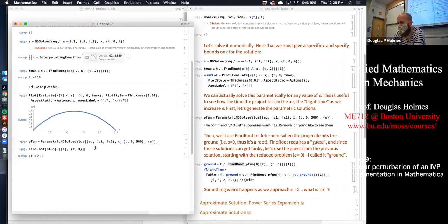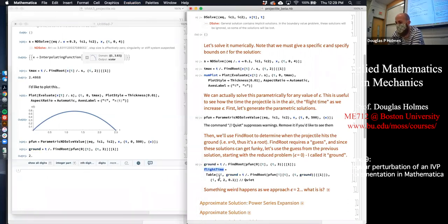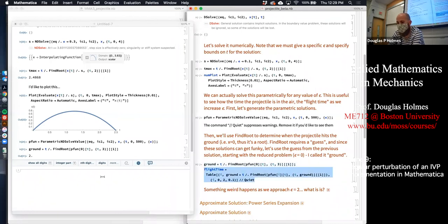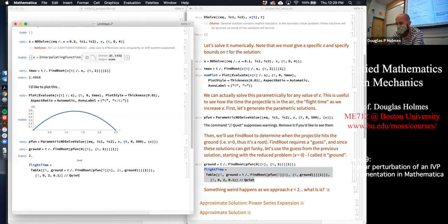So you don't have to follow along too much here, because I just want to show you what we can do here. So again, I'll do the same thing. I'll ask for the first item in the list. I'll replace t with that, so I get 2. And I'll call this the ground. And all I'm doing here, I'm not going to even explain it. I'll explain it if anyone wants. We can meet on Zoom and chat about it.